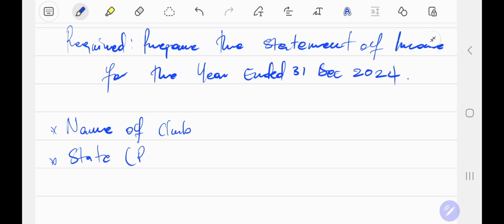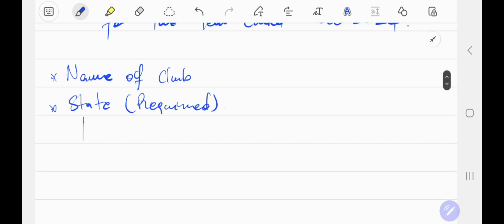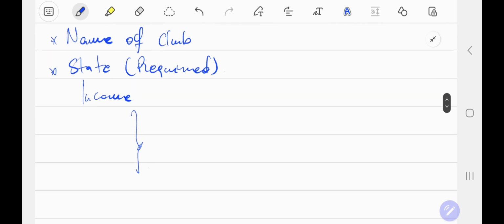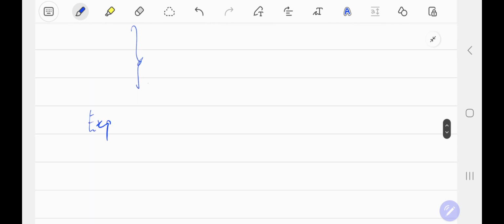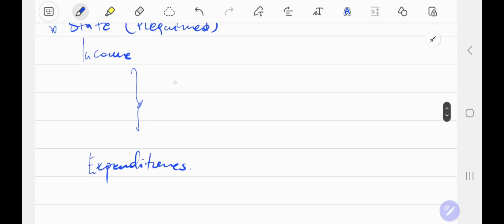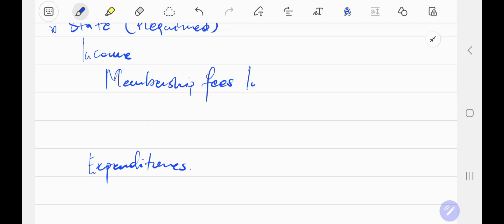Most of the time what you write here comes from the required, right? You write as per the required to say it's the statement of income for the year ended 31 December 2024. And then you divide your statement according to your incomes and expenditures, right? So here you list all your incomes. Part of those incomes, it's the membership fees income, right?